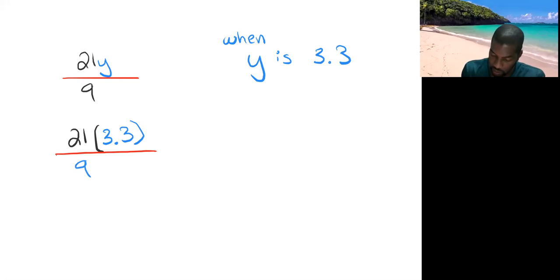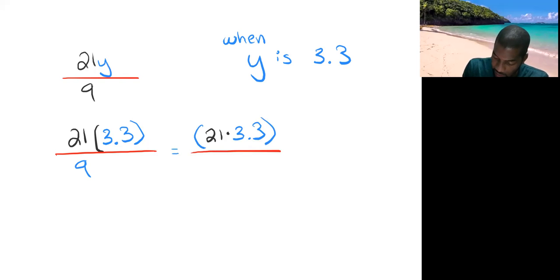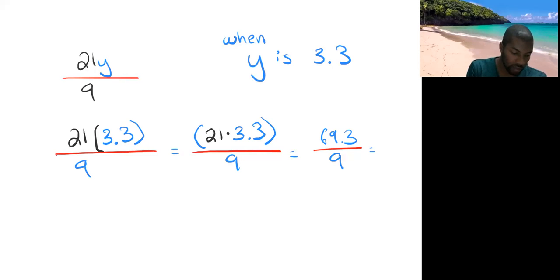So what this really means is 21 multiplied by 3.3 on the top. Then on the bottom of the division, it's divided by 9. So now I use my calculator, 21 times 3.3 is 69.3 on the top. And then on the bottom, I've still got my 9. And now I do 69.3 divided by 9.